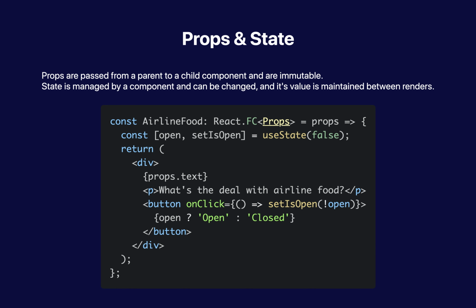Next up, we have props and state. So this is pretty fundamental to React. Make sure if you understand anything from this, it's probably props and state or what comes next. So props are passed from a parent to a child component, and they are immutable. You cannot change them in the child component. Whereas state is typically managed by a component and it can be changed, and its value is maintained between renders, and that's true of class and function components.